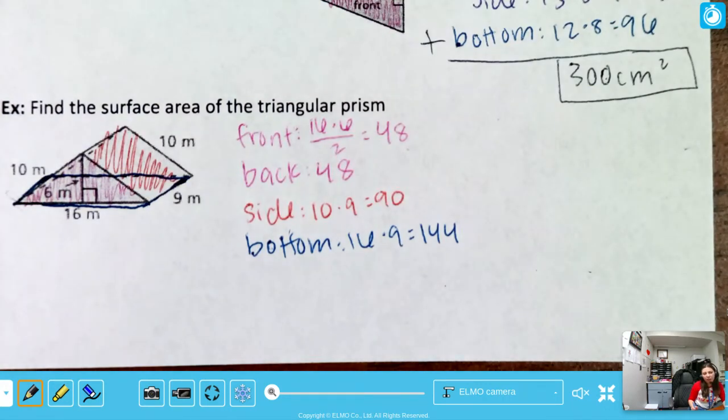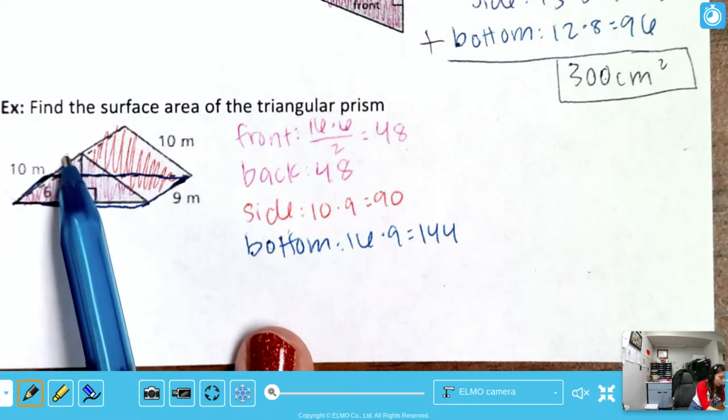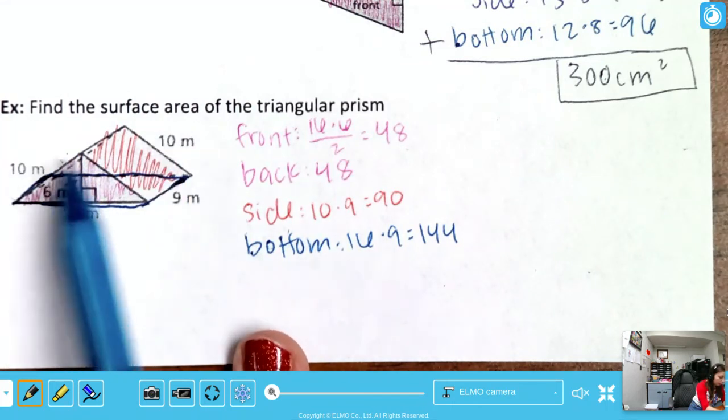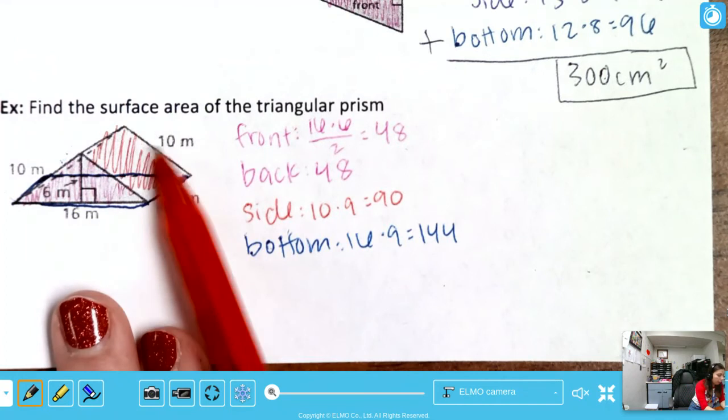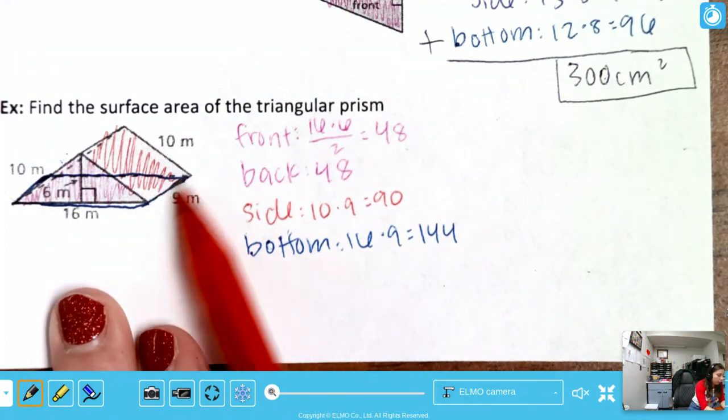Now you may think, oh, I don't see any other faces. Well, there has to be one over here on the left side as well. We have to have 2 triangles and 3 rectangles. So this side is probably the most difficult to identify the length and width of because we can't see it very well. Well, the length and width of a rectangle are always forming this L shape, right? They're the 2 sides that form this L shape.